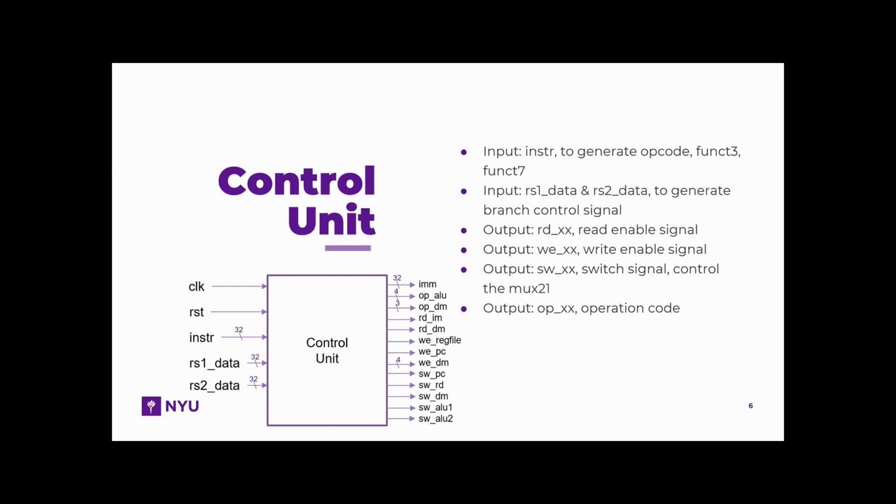First of all is the read enable signal, and the second one is the write enable signal, and the third one is the switch signal to control the mux to 1 in our components, and the last one is the operation code to control the operation of some other components.